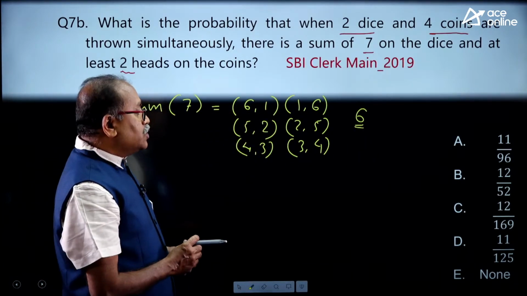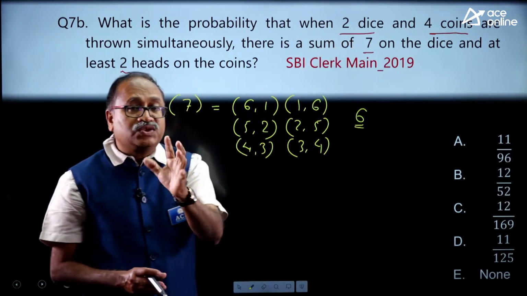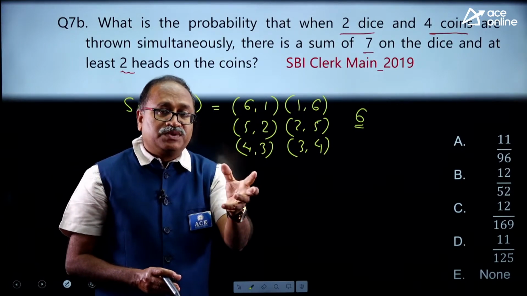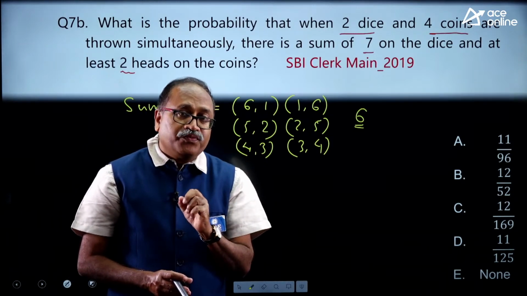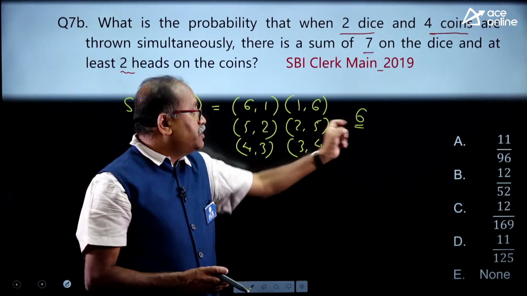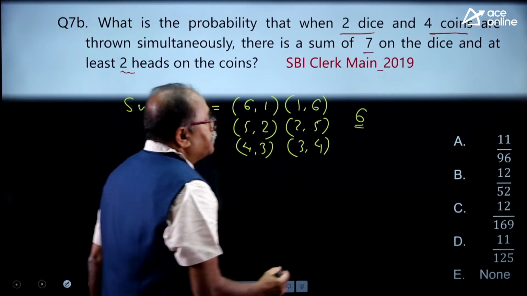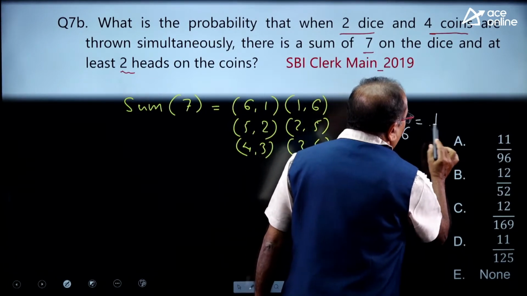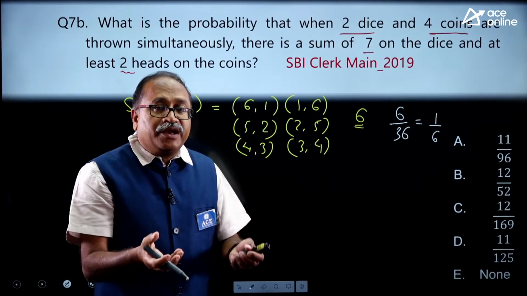Right, friends? So what is the probability of getting 6 ways out of the 2 dice when you are throwing? Each dice has 6 outcomes, so for 2 dice, that is 6 to the power 2, which is 36. The total outcome is 36, and the favorable outcome is 6. So here the probability is 6 by 36, which is nothing but 1 by 6. That is about the dice.